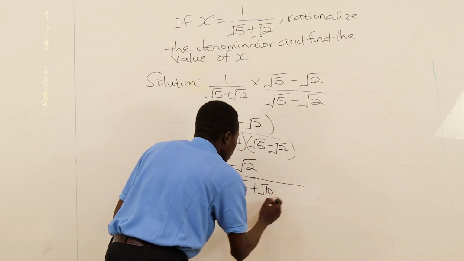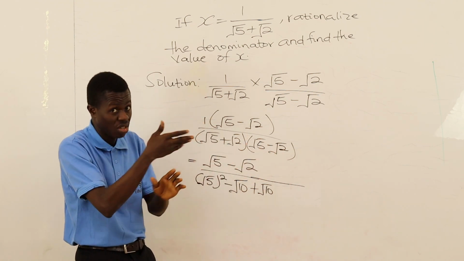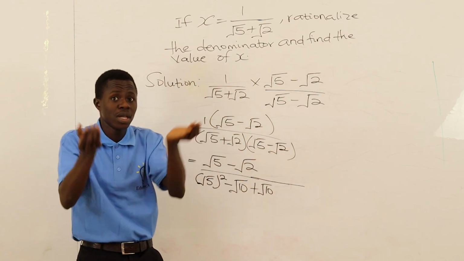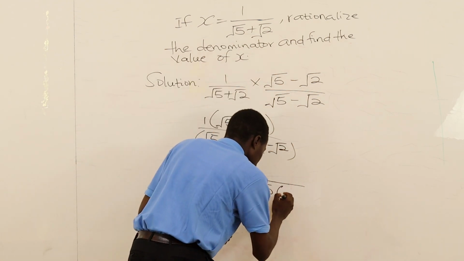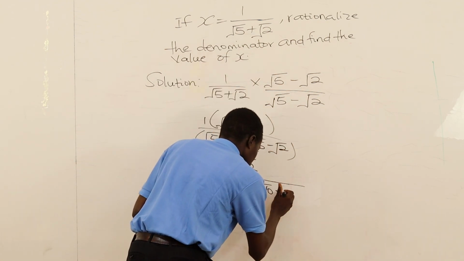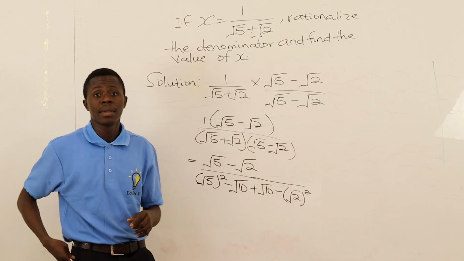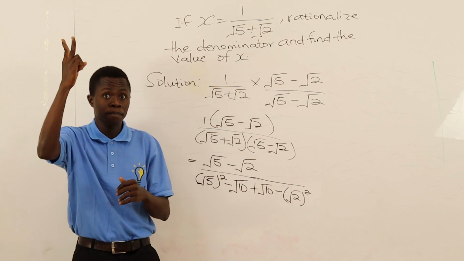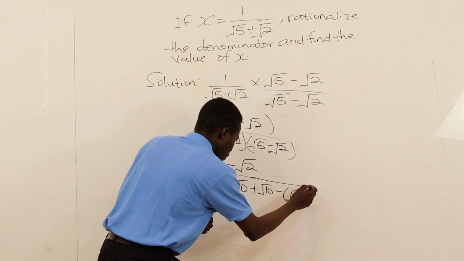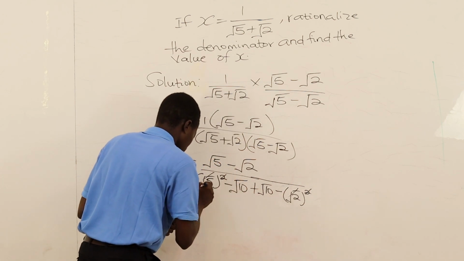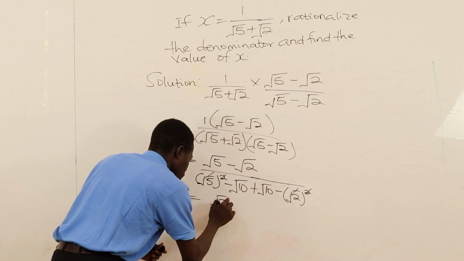Now we are going to also multiply square root of 2 by minus square root of 2. And then we are going to have minus square root of 2 all to the power 2. Now we know that the powers will cancel the square root signs. So let's do that. And then we are going to have square root of 5 minus square root of 2 all divided.